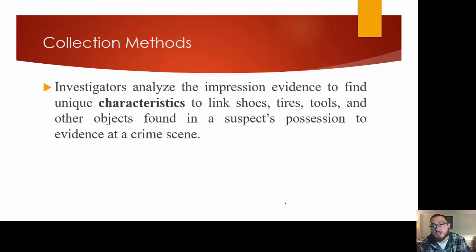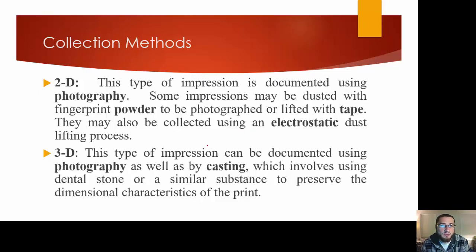Investigators analyze the impression evidence to find unique characteristics. So we want to find unique characteristics. If we look at some of our class characteristics, it's going to be shoe size, type of shoe, is it a boot or is it a sneaker, as well as the brand of the shoe. And then we're going to look at specific wear marks as our individual characteristics to link the shoes to a specific person. You can do the same for tires, tool marks, or any other object that's going to leave an impression.